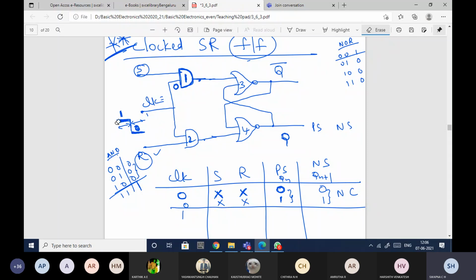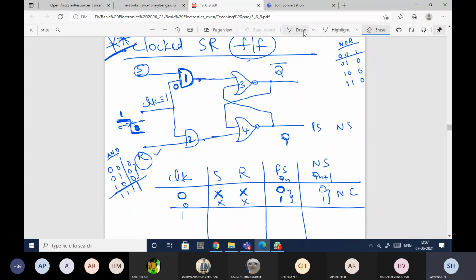So I have just analyzed when I have a 0. Now let me consider I have a clock as 1. From this I can say that whenever you have clock equal to 0, whatever is the previous state, the next state is not changing. If the present state was 0, the next state is also 0. If the present state is 1, the next state is also 1. This is what you need to infer when clock is equal to 0.